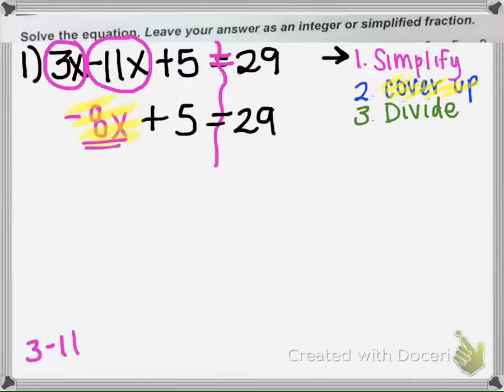So to make what we covered up and highlighted by itself, we're going to have to get rid of this plus 5. So if we take 5 away on the left side, we have a positive 5 and a negative 5 that makes 0. And whatever we do to one side, we have to do to the other side to keep it balanced. So here we have 29 minus 5, which is 24.